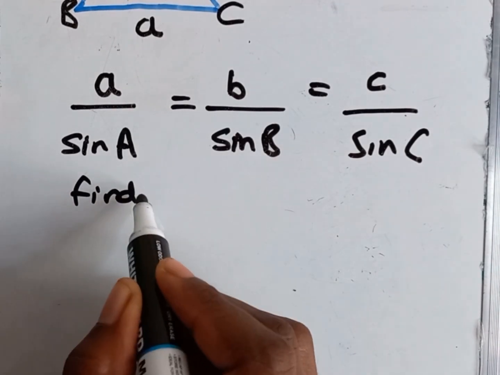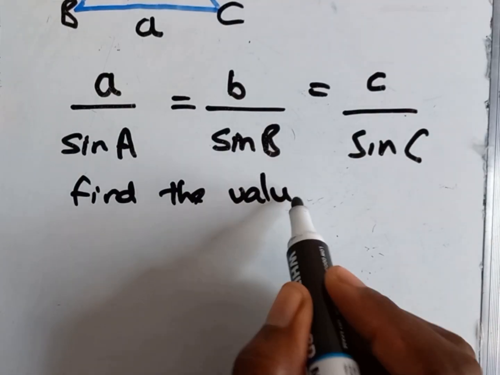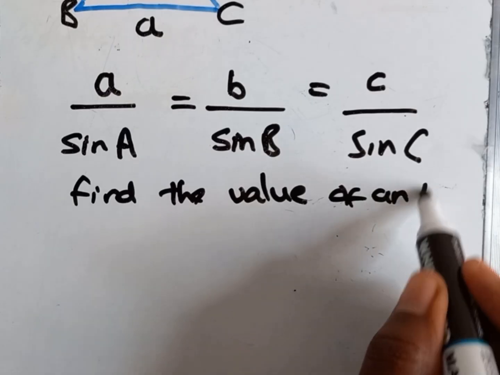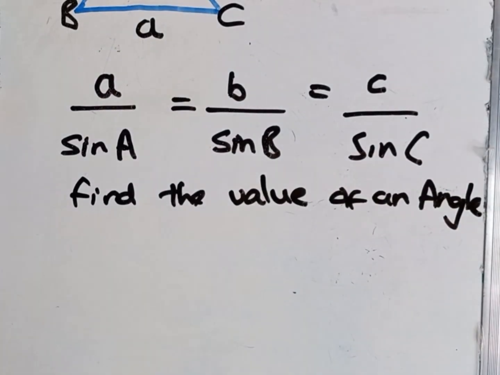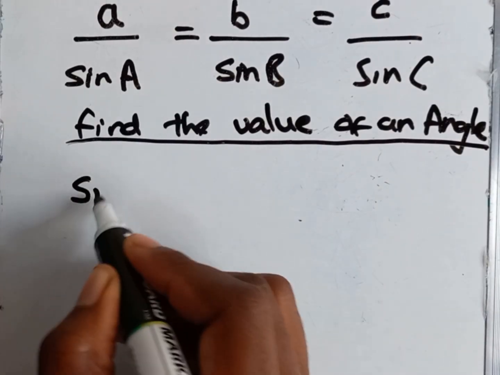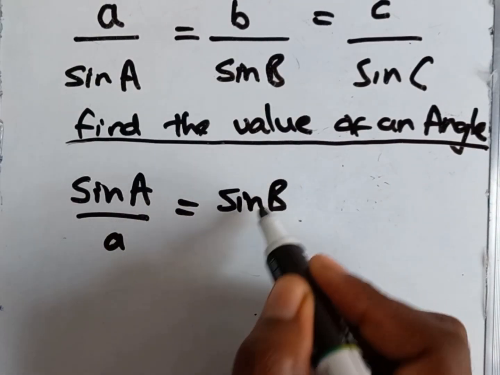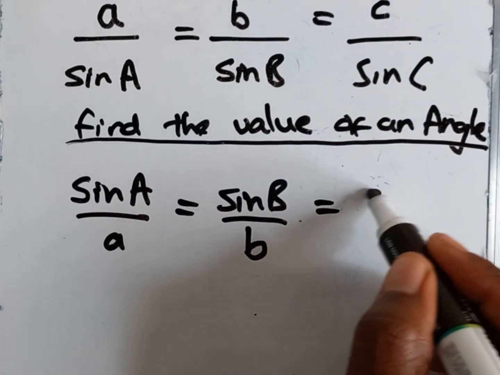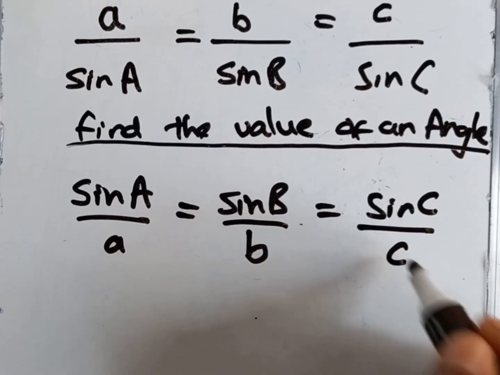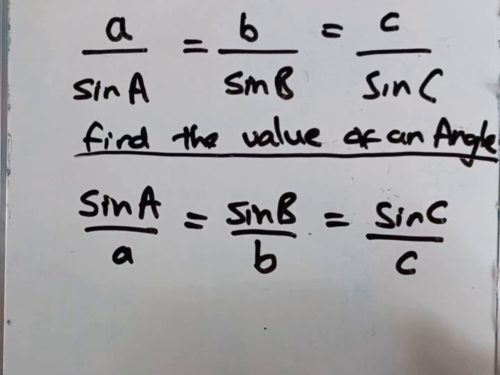When we want to find the value of an angle, so this time we use sine A over a is equal to sine B over small letter b, which is equal to sine C over a small letter c. So these are our formulas for finding a missing side, finding a missing angle using the sine rule.